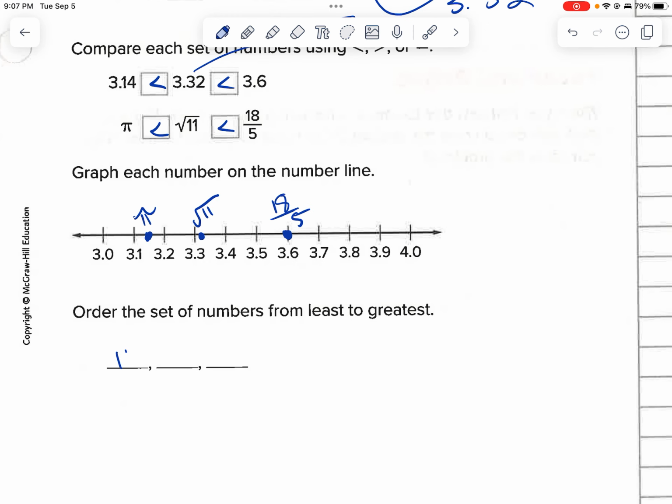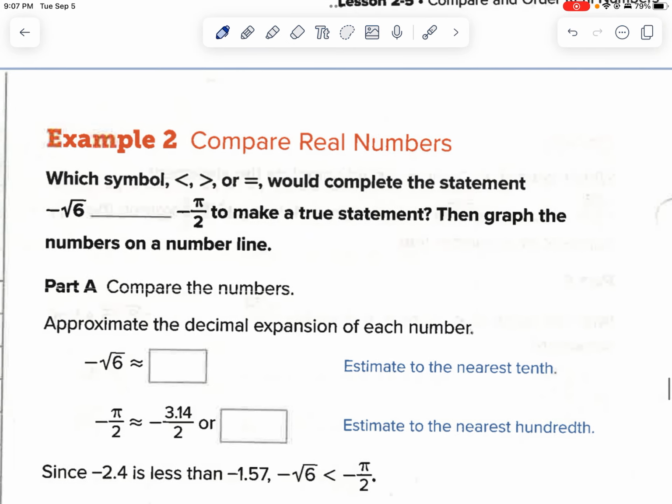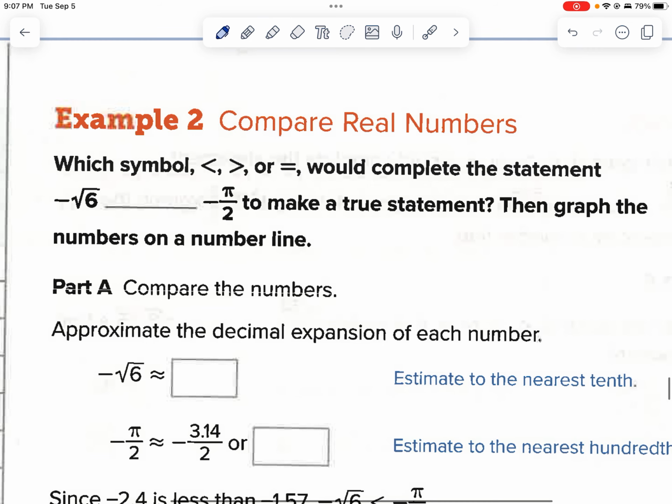Order them from least to greatest. And there we have it. Next one. Which one is bigger?